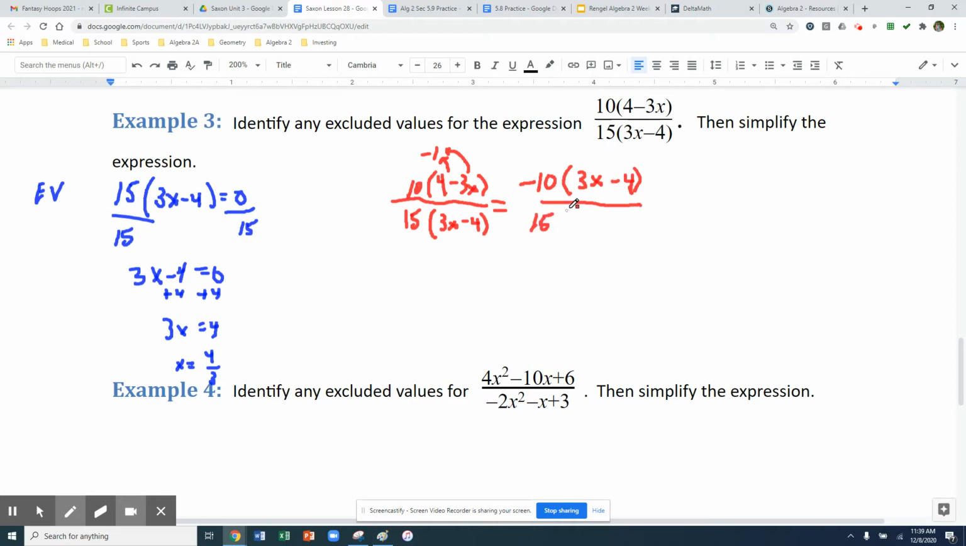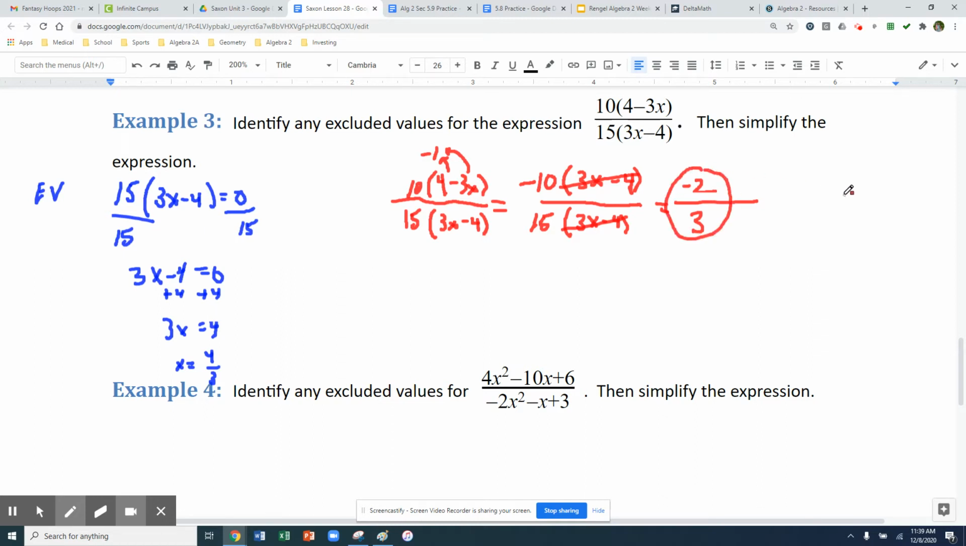Down in my denominator, I still have 15 times 3x minus 4. And I've got negative 10 and positive 15. But I'm really just looking at the numbers. 10 and 15 are both divisible by 5, so I could divide a 5 out of both of those. That would make negative 2 over 3. And then I've got an exact matching pair, 3x minus 4, 3x minus 4. Those are going to factor out. So I'm left with negative 2 thirds.